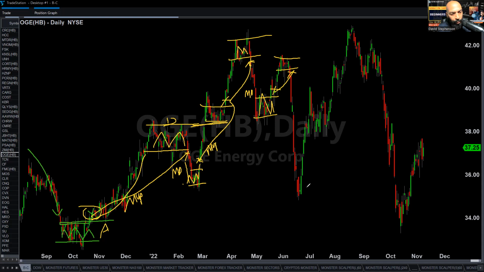Waited. We have no support and resistance here. Wasn't until here we got new support and resistance. Okay, we would have bought here, right? Price broke resistance, we would have bought here. We have new support and resistance right here. All right. Price broke support right here, we would have gotten out here.